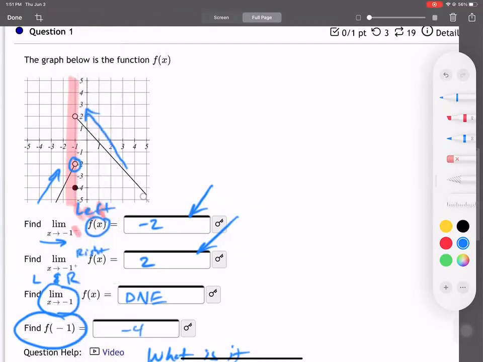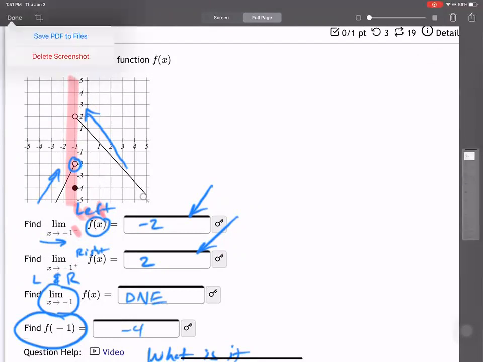You do not need work for this, and you can use a graphing calculator for this. This is just being able to read the graph. Okay, so you'll have a couple of these questions on your review test.